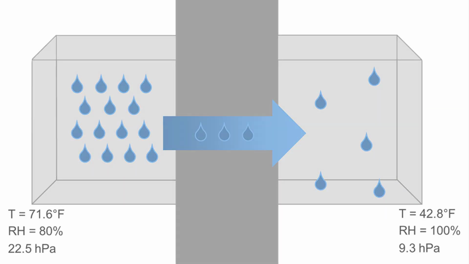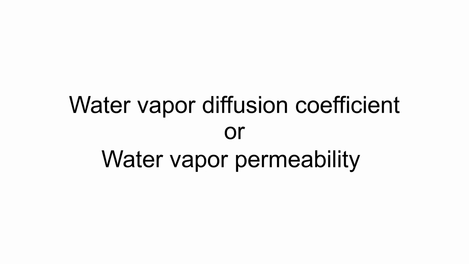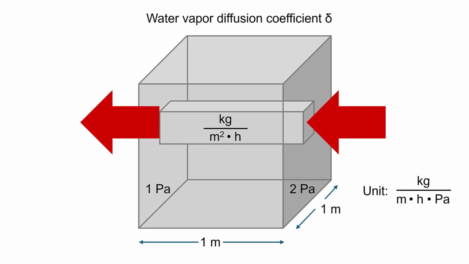To measure the amount of water vapor that passes through a material, the water vapor diffusion coefficient is used, or water vapor permeability. Water vapor permeability is the amount of water vapor, in kilograms, that diffuses through a 1 meter thick layer of a material with a surface area of 1 square meter in 1 hour, with a water vapor partial pressure difference of 1 Pascal.